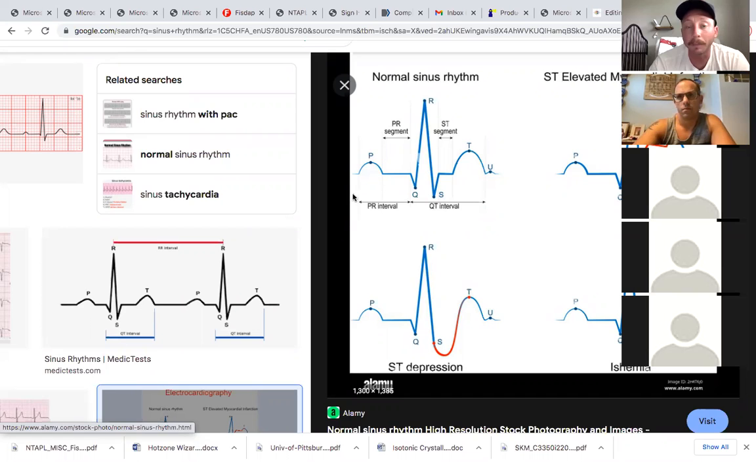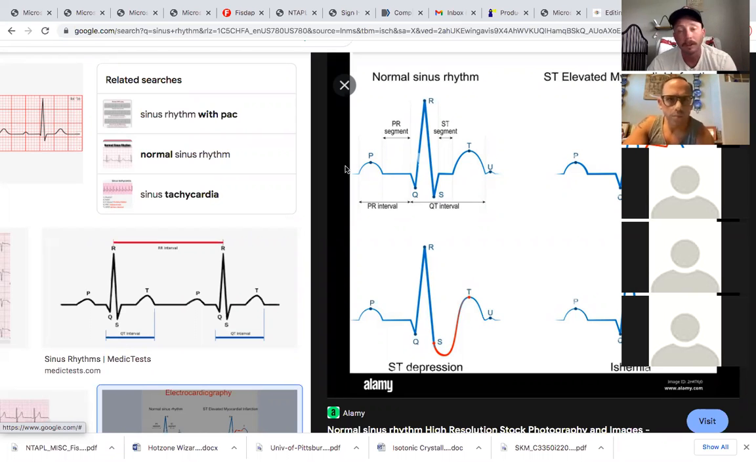Your PR interval, right? That's the time that represents your atrial depolarization, and it incorporates the holdup at your AV node, right? And the holdup at your AV node is to allow for those ventricles to fill with what your atrium is pushing down or pushing through. And our normal PR interval needs to be less than 0.2. We determine that by counting our horizontal boxes.